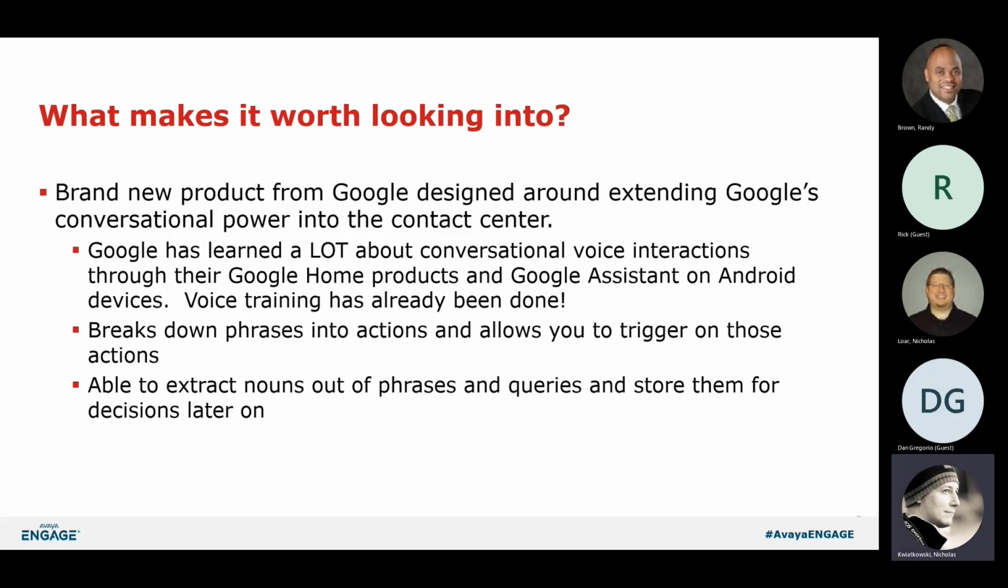What it's doing in the background is taking the phrases and sentences that you're saying, and then it breaks them down into phrases that we kind of trigger on, and then we do other interactions based on that. What's really neat about it is this is one of the first products that allows you to extract those nouns out of phrases and then make decisions based on those nouns.